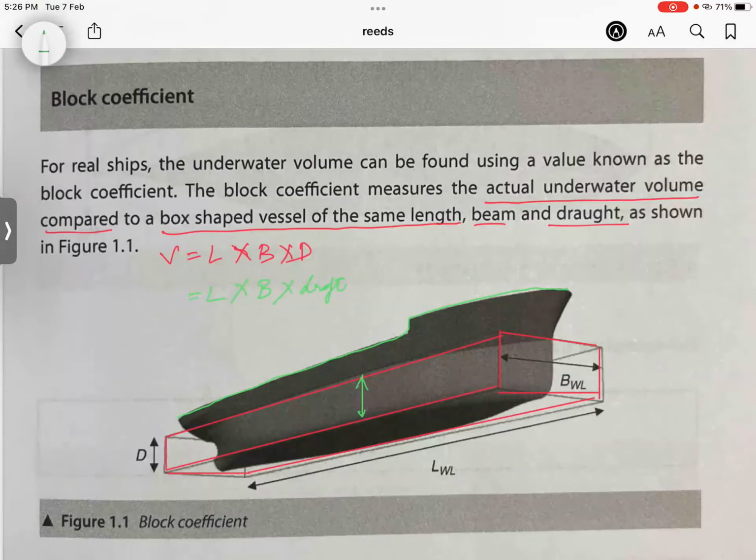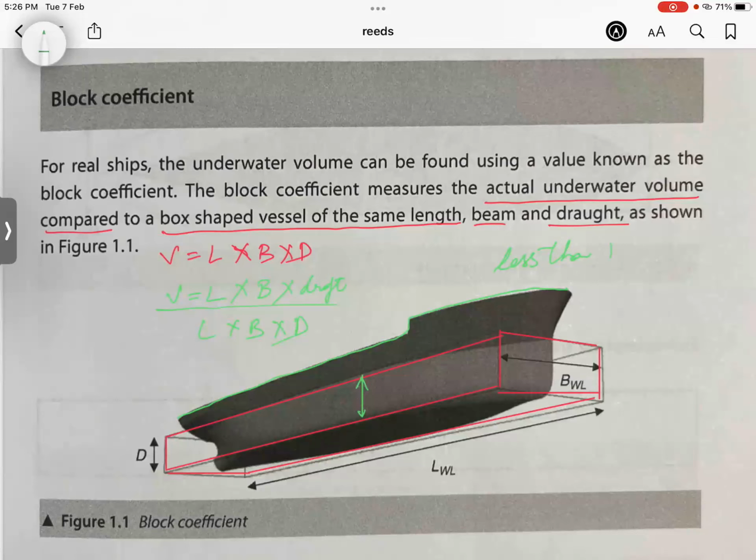Whatever part is underwater, almost, right? So we will take its volume and you will put it on the top of this. What is in the numerator, the block will come below: L into B into D, right? It will always be less than 1, right? The bar that you have.